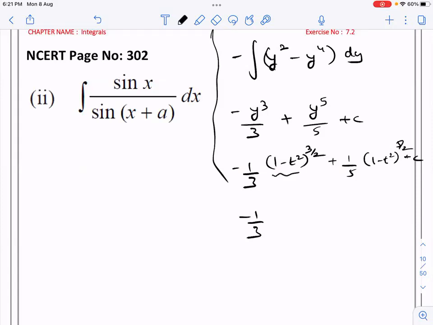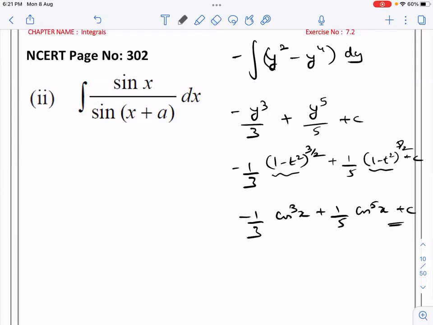See, I am doing it in my mind itself. I asked what is t. So t is sin x. 1 minus sin square x is cos square x. Cos square x the whole power 3 by 2 is cos cube x, plus 1 by 5 into 1 minus t square, which is cos square x. Cos square x the whole power 5 by 2 is cos power 5x plus c. So the answer will be minus cos cube x divided by 3 plus cos power 5x divided by 5 plus c.